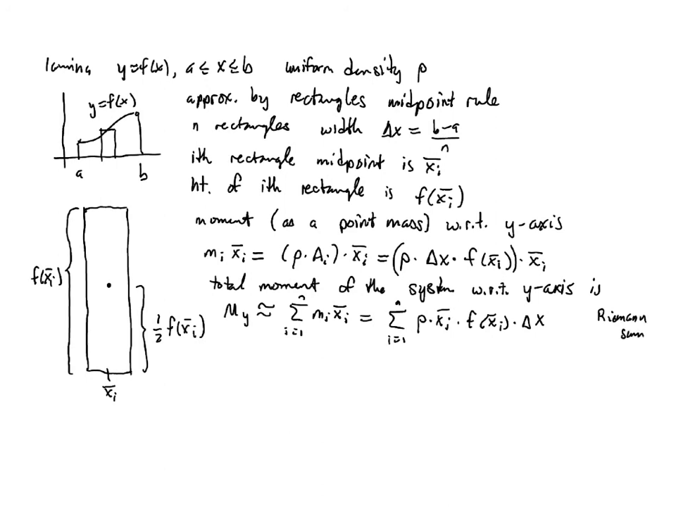It is a Riemann sum, and once we take the limit of the Riemann sum, we get that the actual moment of the system with respect to the y-axis, My, is exactly the integral from a to b of rho times x times f of x dx.